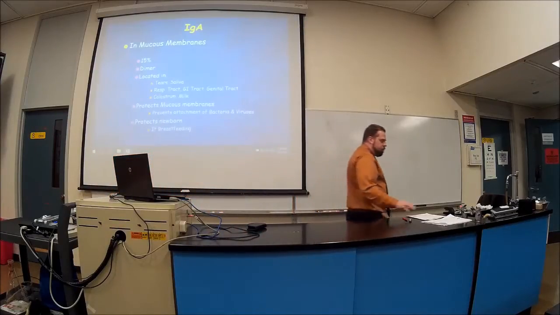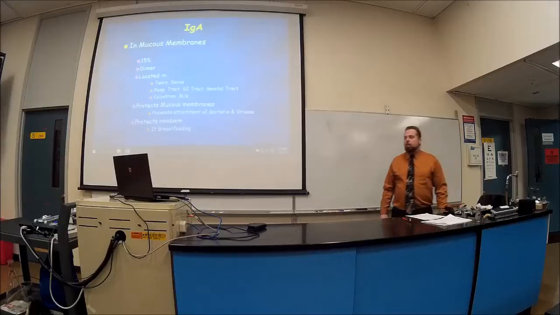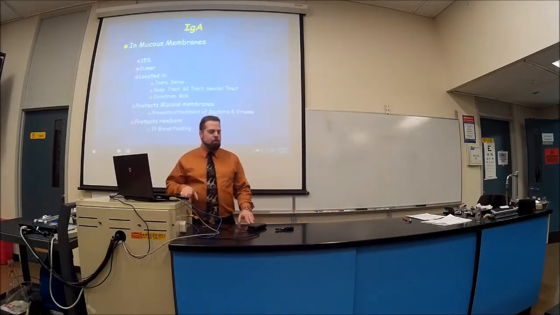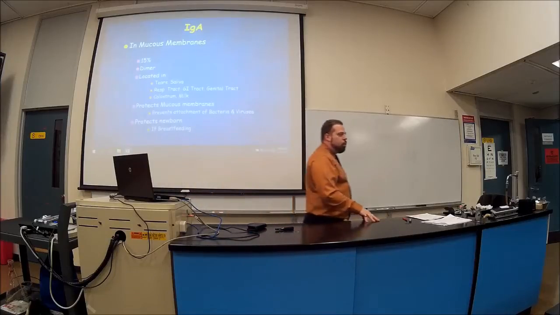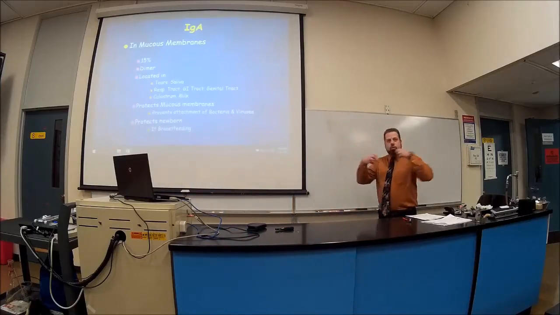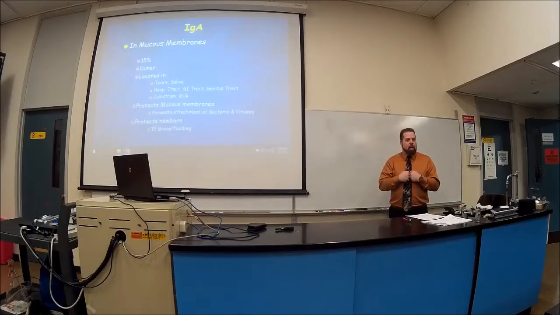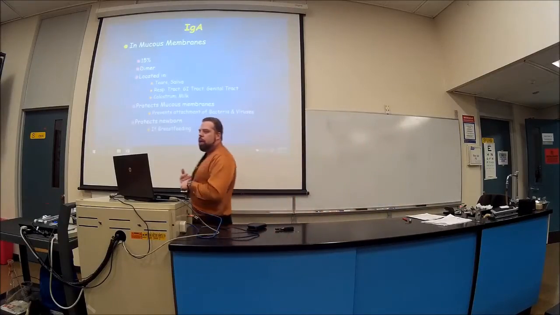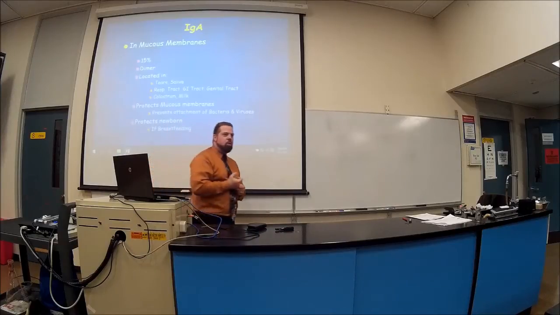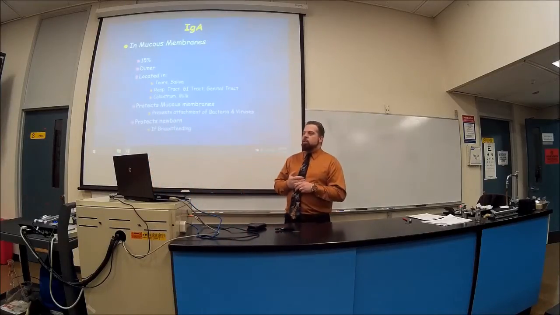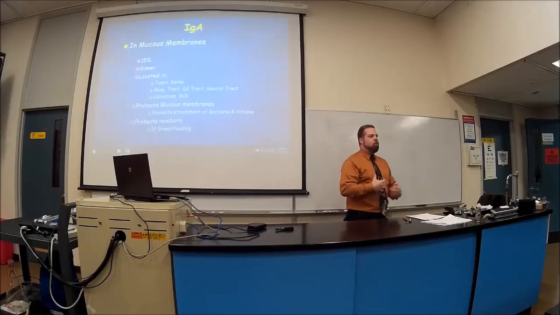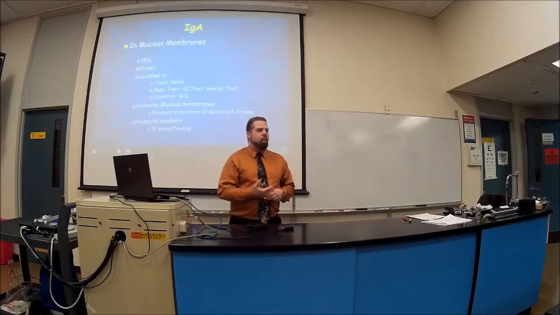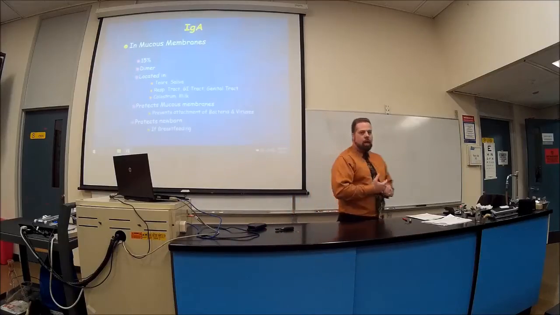IgA, about 15% of our antibodies. These are the dimers. These are the two Y's together, so they're heavier than IgG. And this is located in all mucous membranes. It's in our tears, it's in our saliva, respiratory tract, GI tract, vaginal mucosa. It's also in colostrum and milk.